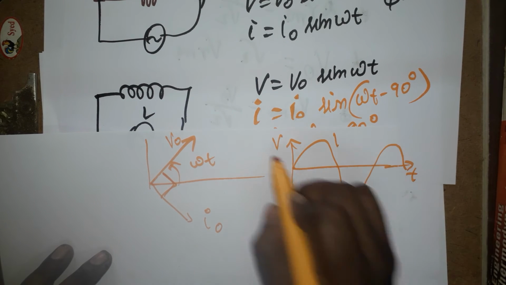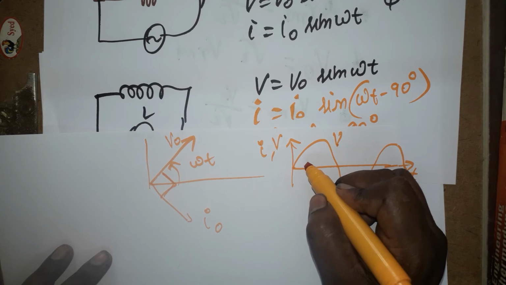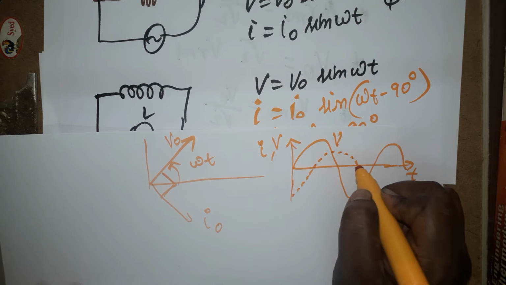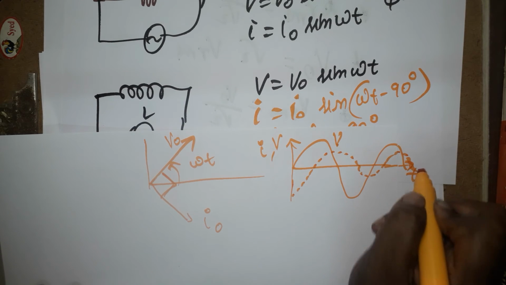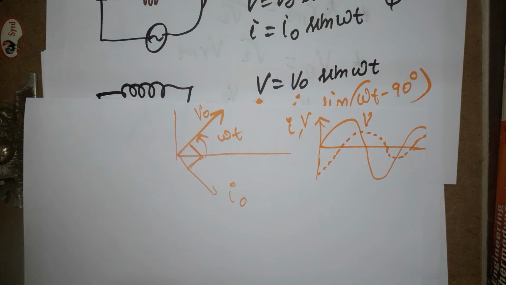versus time, current versus time. It's called voltage. If you want current, you need to show the phase difference. It starts lagging 90 degree, that you should show. Always the current is less than the voltage, that also you should prove. This is the inductance graph.